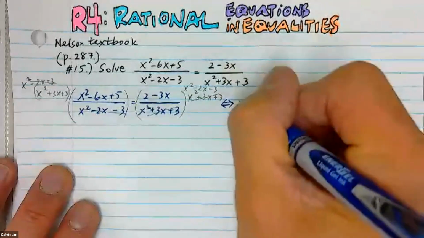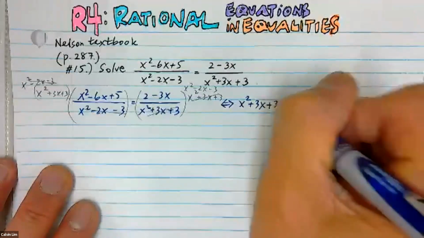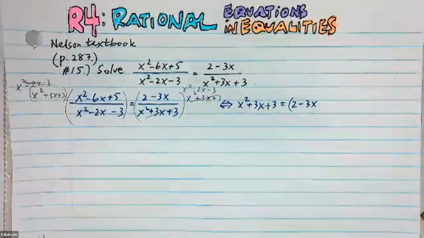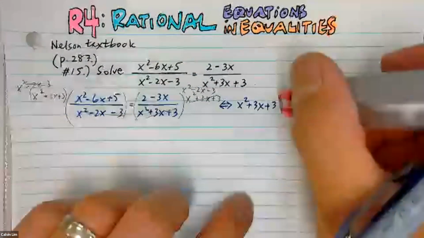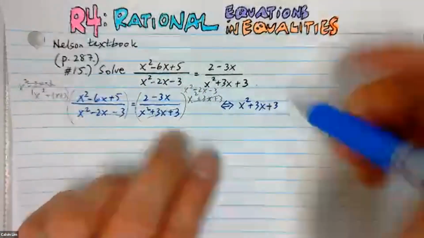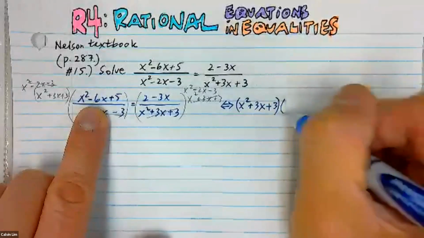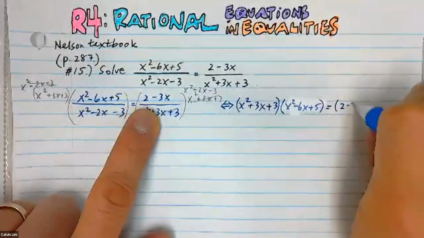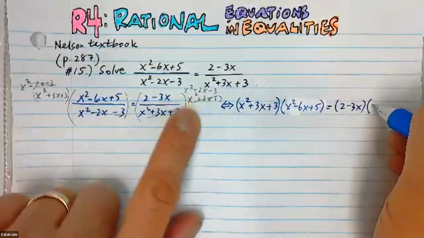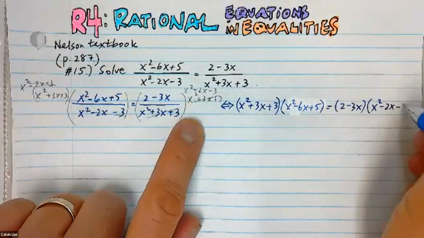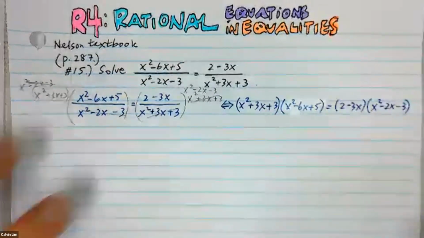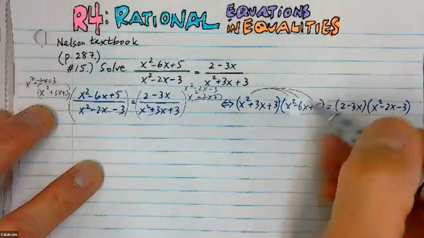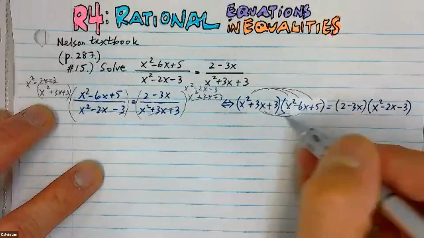So now the left side is x squared plus 3x plus 3 equals, and the right side is 2 minus 3x. Oops. I've got to multiply this by x squared minus 6x plus 5. And then the right side is 2 minus 3x times x squared minus 2x minus 3. Then it really is just a polynomial equation.